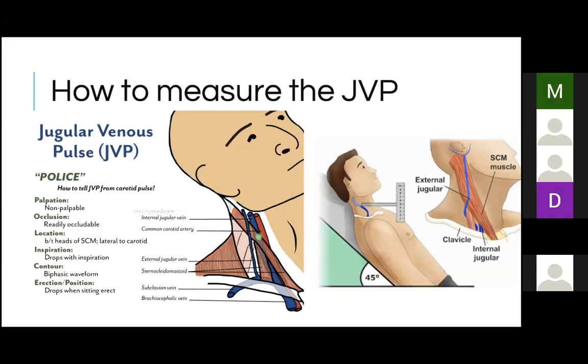How you can make sure it is the JVP and not the carotid pulsation, which is a common problem, is that the pulsation from the internal jugular vein is not palpable. You shouldn't be able to feel it. Whereas the carotid pulse, you'll actually feel the bounding of the pulse. The JVP can be readily occluded. So if you put pressure on it, it will stop. But the carotid pulse, you cannot occlude it. In terms of location, it's generally between the heads of the sternocleidomastoid, lateral to the carotid. The JVP drops with inspiration, and it's generally biphasic. So you see it has a double impulse. And then it also drops when sitting erect.